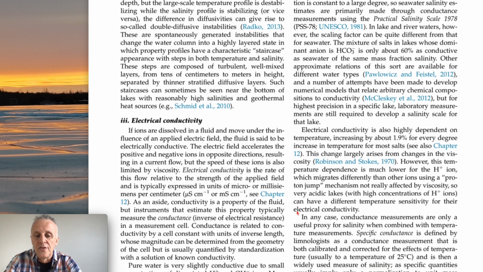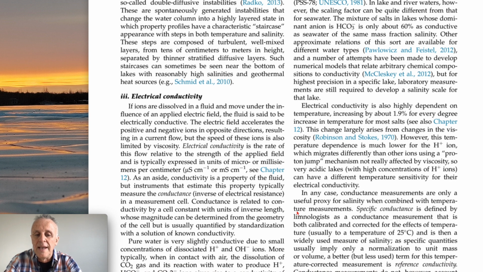Electrical conductivity. If ions are dissolved in a fluid and move under the influence of an applied electrical field, the fluid is said to be electrically conductive. The electric field accelerates the positive and negative ions in opposite directions, resulting in a current flow, but the speed of these ions is also limited by viscosity. Electrical conductivity is the rate of this flow relative to the strength of the applied field and is typically expressed in units of micro or millisiemens per centimeter.